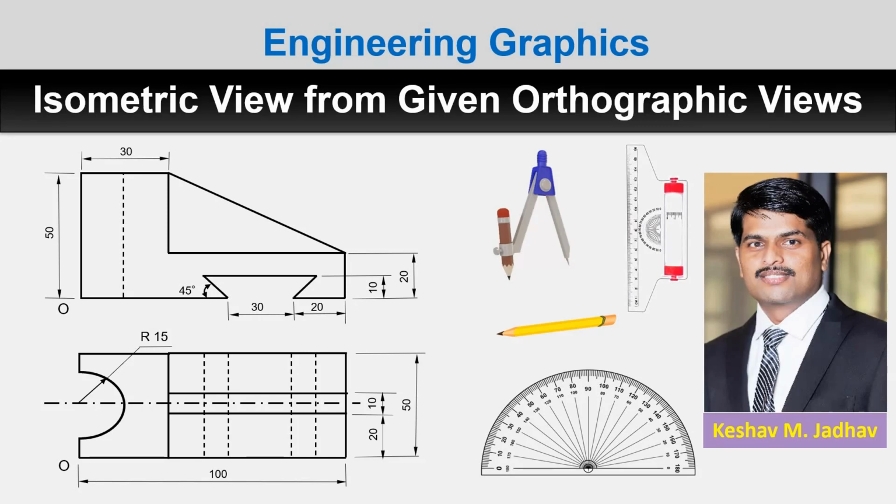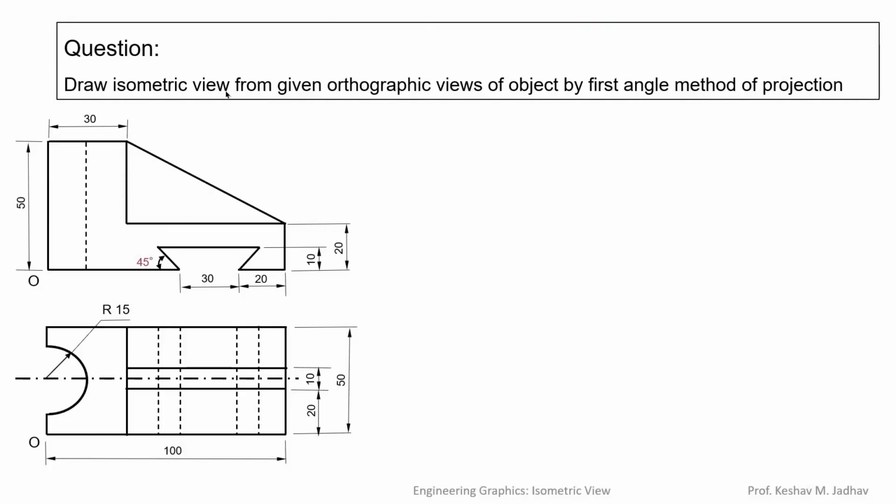My name is Keshav Jadhav, and in this video we will see how to draw isometric view from given orthographic views. So the question will be like this: draw isometric view from given orthographic views of object by first angle method of projection. Here orthographic views are given by first angle method of projection, means this will be the front view and this will be the top view. And we have to draw isometric view from these given orthographic views.